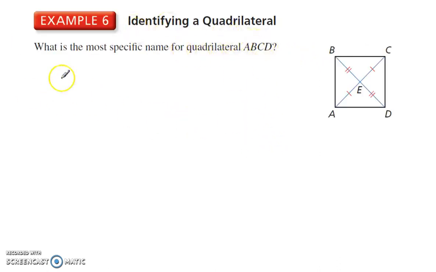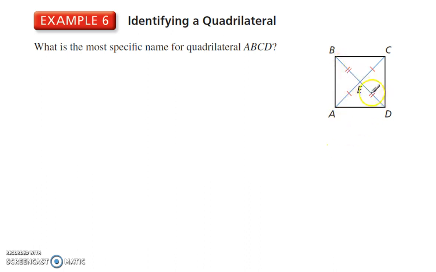Alright, identifying a quadrilateral. What's the most specific name for quadrilateral ABCD? Be careful. Pictures are not usually drawn to scale. So looking at this, it looks like a square, but do we have any information given in this shape to tell us that it's a square? Well, if it was a square, we would have to know that there's a right angle here, and it does not tell us that this is a right angle.